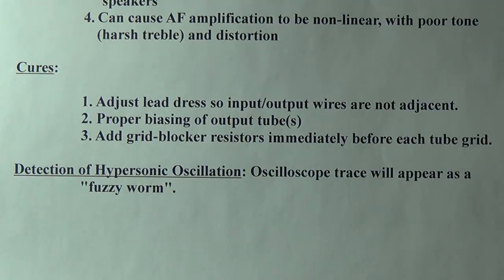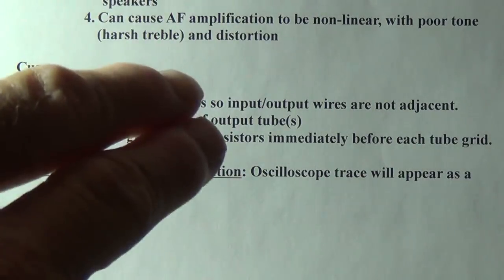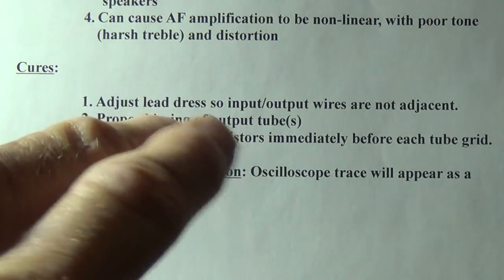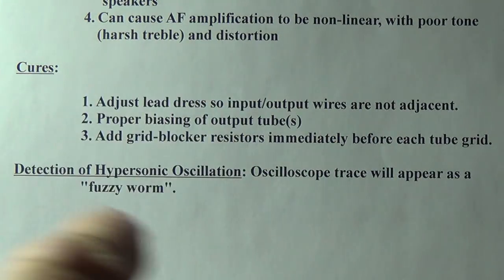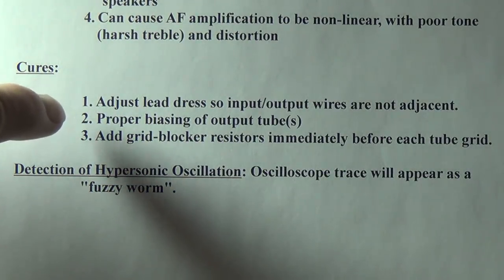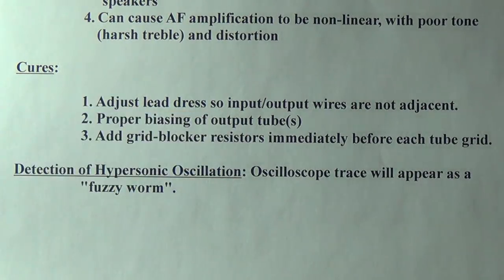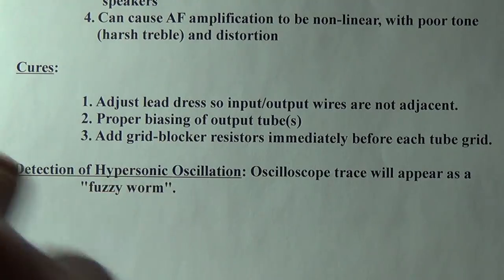Now the cures. I'm going to use these cures in attempting to resolve the parasitic oscillation problem within my 6G15 reverb tank, and I'll show you while I'm doing it. We're going to adjust the lead dress. In other words, we don't want an input and output wire to be close together where capacitance can couple them so that we create the positive feedback loop. We want proper biasing of our output tubes, and we want to add, if necessary, grid blocker resistors immediately before the grid of each tube. Now that is going to more or less put the brakes on the dog chasing its tail.